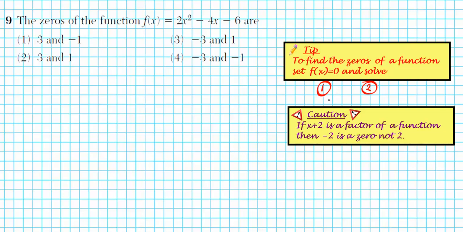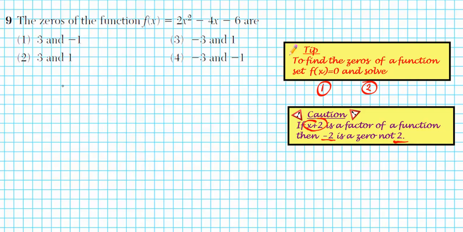Now, one caution you want to keep in mind is that, let's say x plus 2 is a factor of some function. The related zero is -2, not 2. You have to set it equal to 0 and solve before you determine what the zeros are. Okay, don't just factor and try to determine the zeros from the factored state. That's playing it risky. Okay, now let's go ahead and find the zeros here.